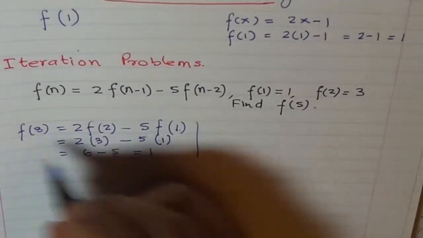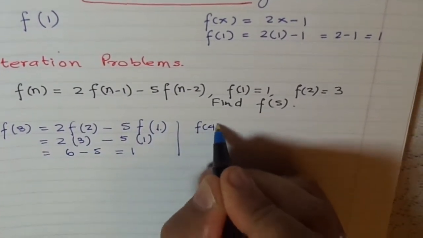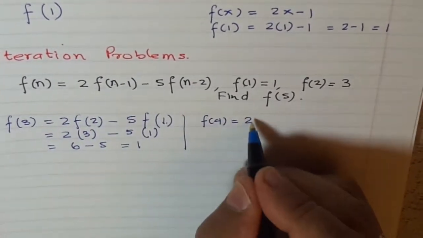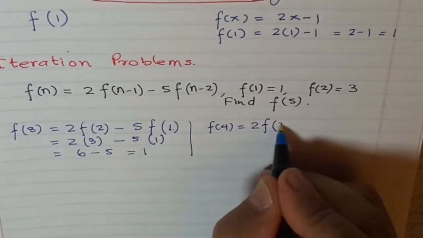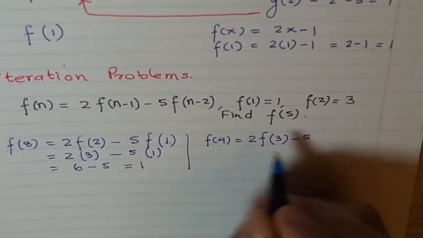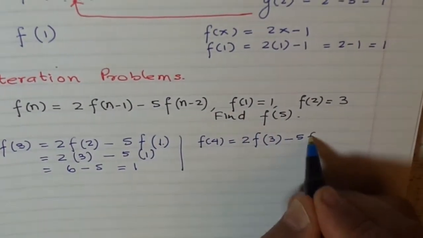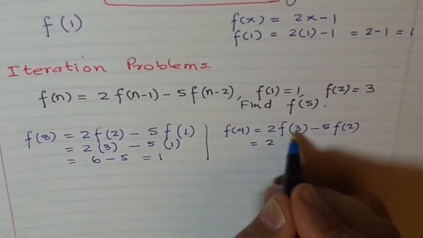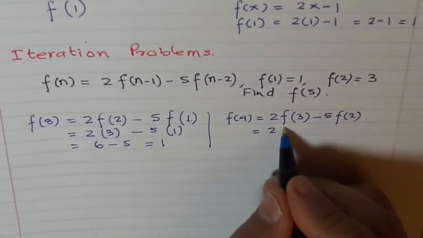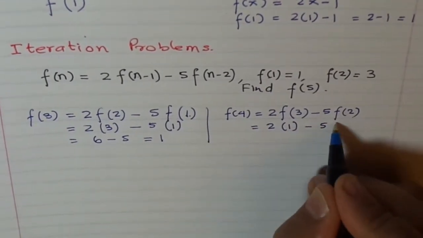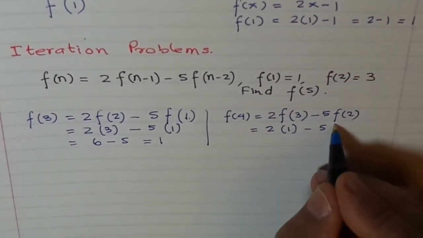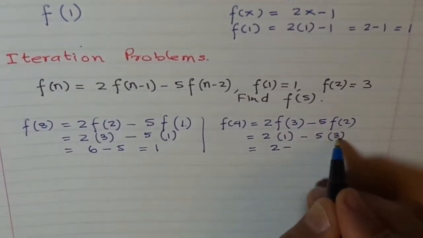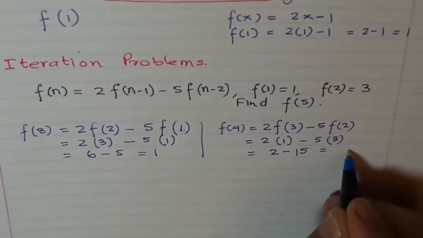Let's try to find out what f of 4 is. Using the same formula, 2 times f of 4 minus 1, which is f of 3, minus 5 times f of 4 minus 2, which is f of 2. So f of 4 is 2 times f of 3. F of 3 we calculated as 1. Let's put that value. Minus 5 times f of 2, which is given to us as 3. So we have 2 times 1, 2, minus 5 times 3, 15, which equals minus 13.